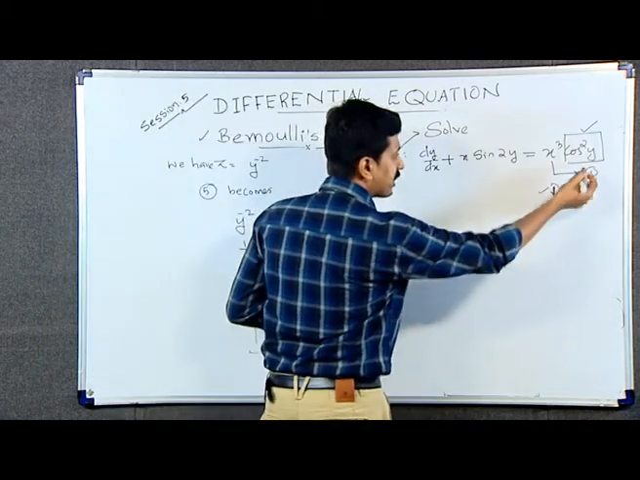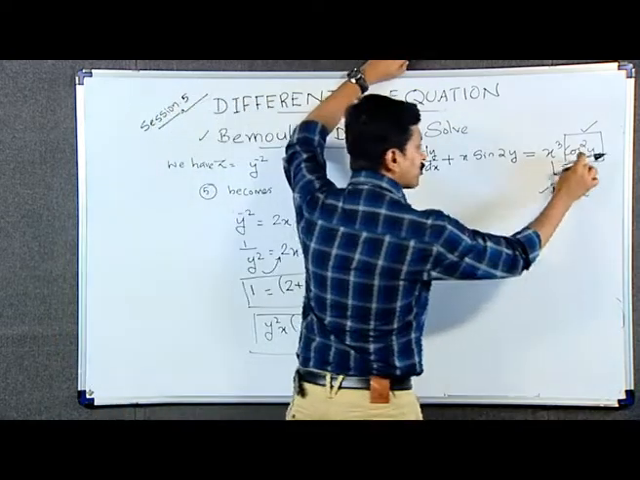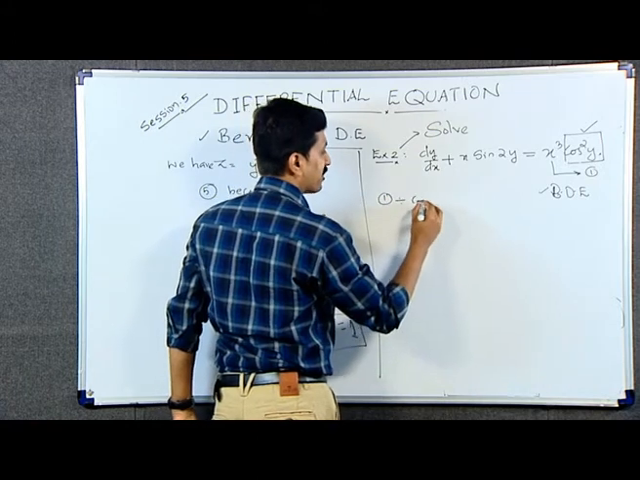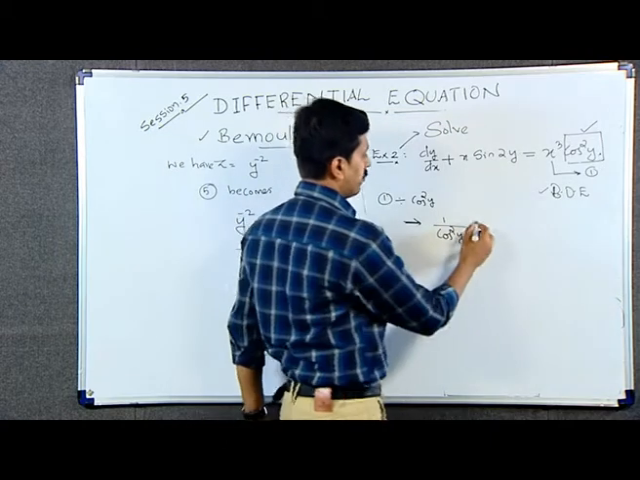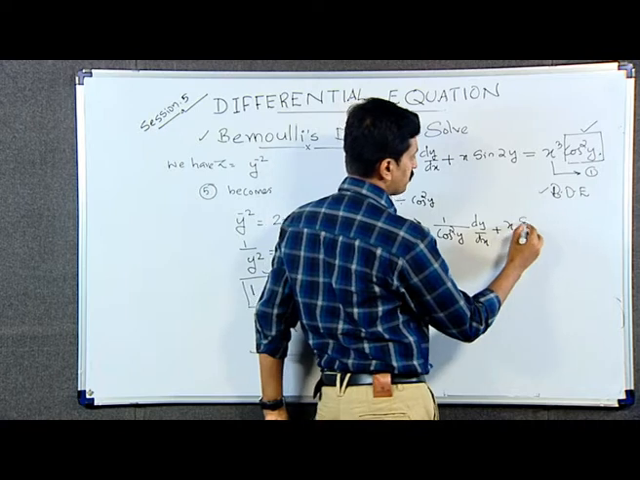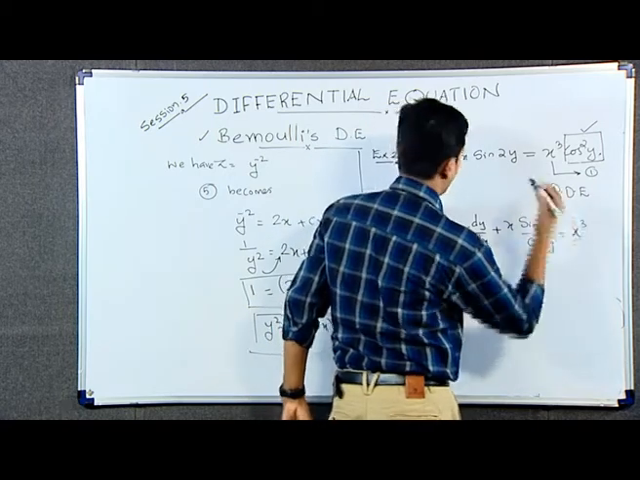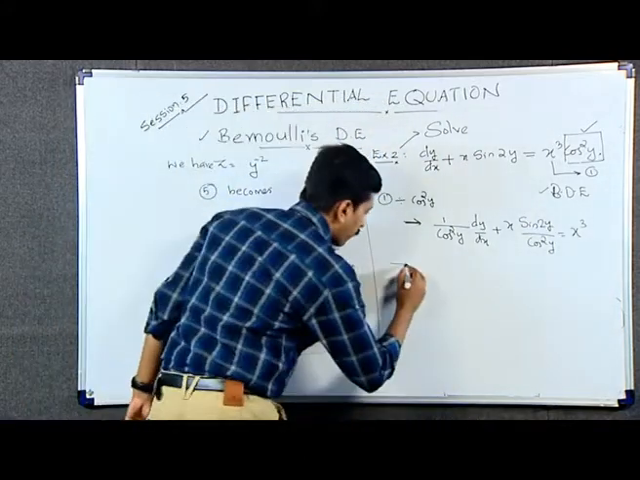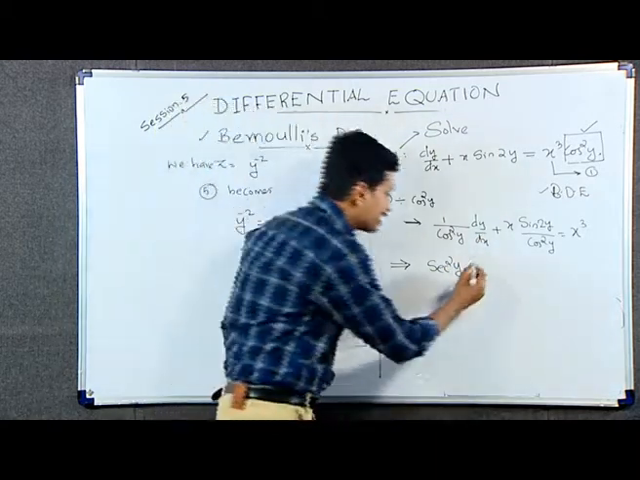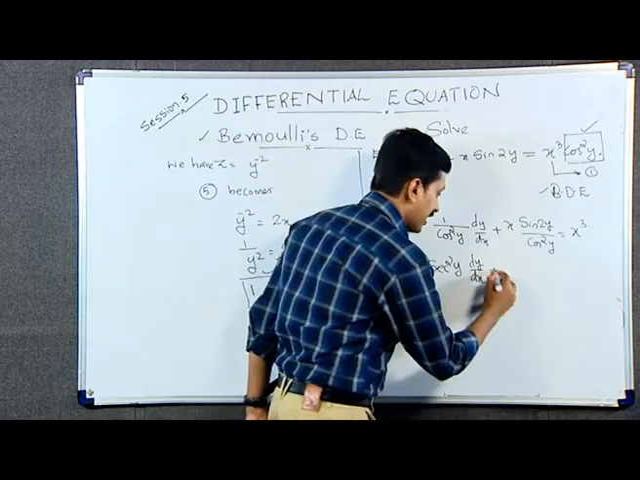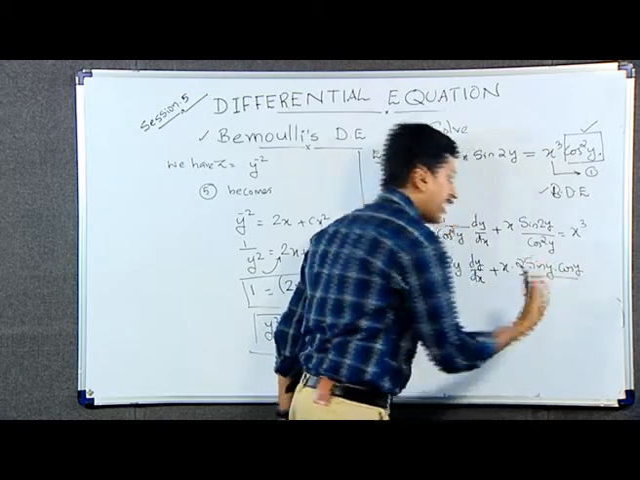As we did in a BDE, the function term involving y is cos square y. That is why we are dividing throughout by cos square y. So equation 1 becomes 1 divided by cos square y dy by dx plus x into sin 2y divided by cos square y is equal to x cube. Instead of 1 by cos square y, I like to rewrite this as sec square y. We have the trigonometric formula sin 2y is 2 sin y cos y, divided by cos square y.